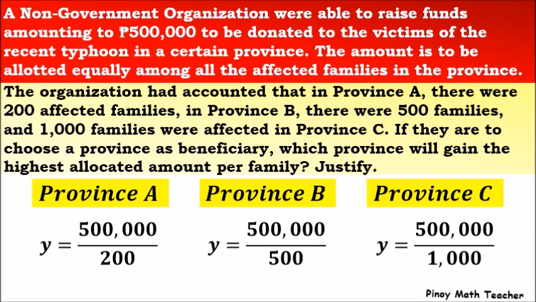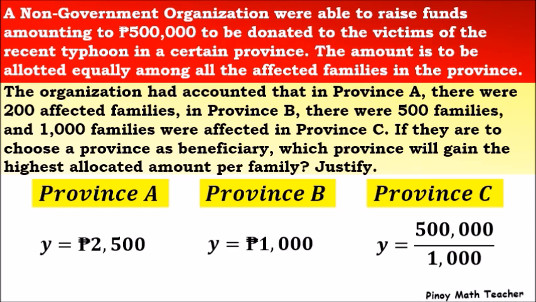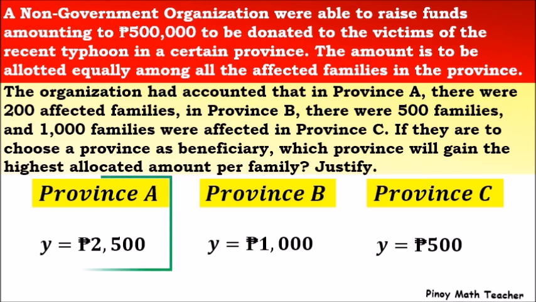Sa province A, so 500,000 divided by 200, that is 2,500 pesos per family. Sa province B naman, so 500,000 divided by 500, that is 1,000 pesos per family. Sa province C, so 500,000 divided by 1,000, that is 500 pesos per family. So, ibig sabihin, ang province kung saan pinakamataas ang amount na nai-allocate per family is Province A.